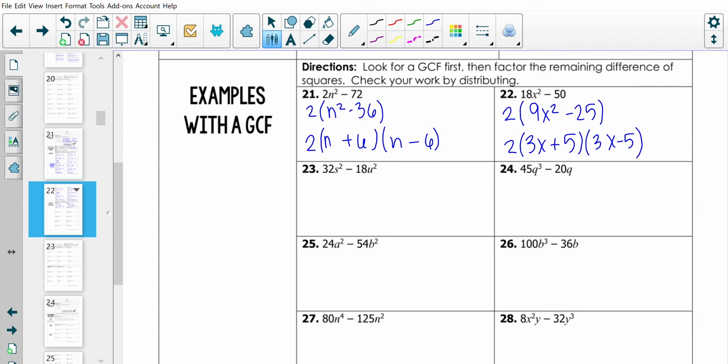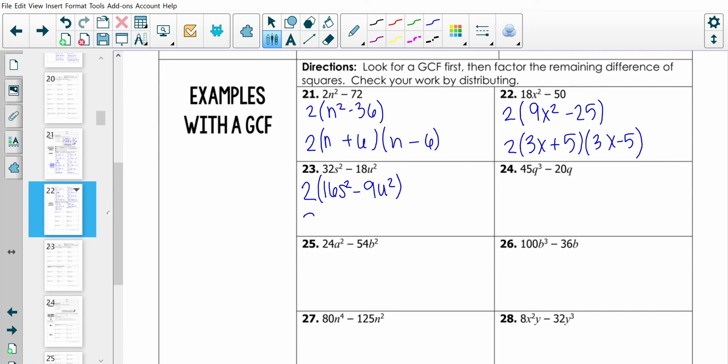Okay, on 23, I can take a 2 out. Can I take any variables out? No, because they do not match. So I'm left with 16s squared minus 9u squared. I can find the difference of squares here.